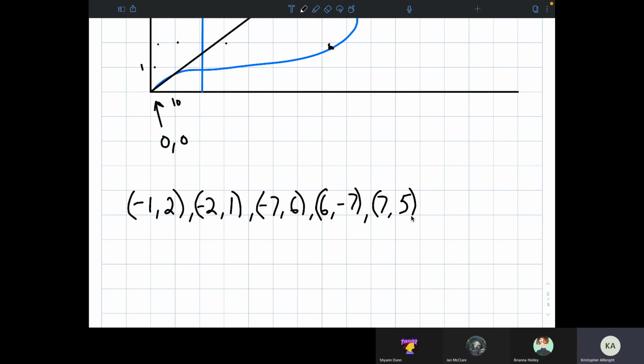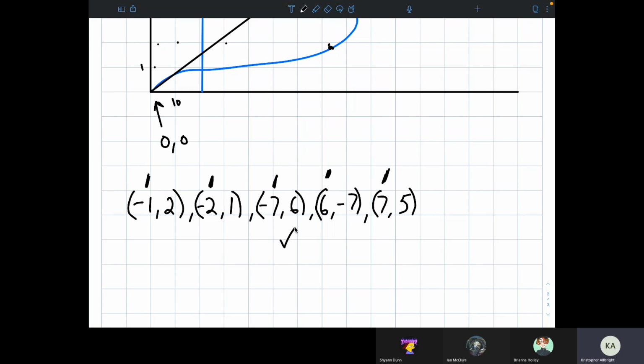And like I said, what you're looking for here is X values that repeat. If you don't have an X value that repeats, then you are good to go. So we've got -1, I don't see another -1, -2, I don't see another -2, -7, there's not another -7 with our X values. That's all we're worried about right now. There's not another 6 with our X values, and there's not another +7 with our X values. So this is a function because none of our X values repeat.